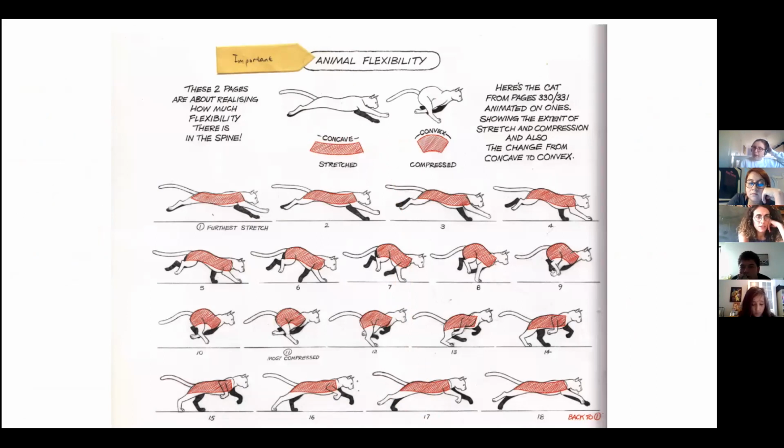The animal spine is more flexible, apart from horses, this is not including a horse. But yeah, you can squat and stretch an animal spine when it's doing a run, for example.